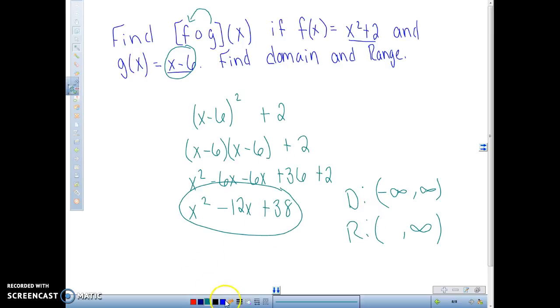So if you remember how to find your vertex, it's negative b over 2a. So we'd have negative negative 12 over 2 times 1, which is equal to 12 over 2, which is equal to 6. So that's our x value of our vertex. So to find the y value, we would plug that in. And so if you grab your calculator, you would have 6 squared minus 12 times 6 plus 38, and you get an answer of 2. So our lowest point, or our beginning point of our graph, is at the y value of 2, and it goes till infinity for our range.